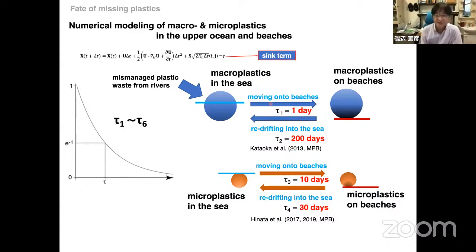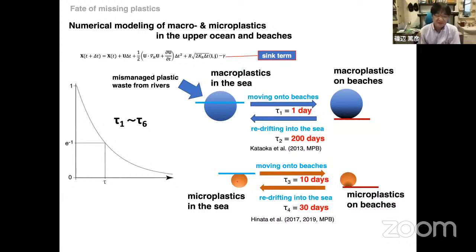Sorry, I forgot to explain. This tau is the e-folding scale of the age of each plastic, and each microplastic particle has its own tau at a point along this e-folding curve. Tau1 is 1 day, and tau2 is 400 days. These values are experimental values obtained by Kataoka 2013, published in Marine Pollution Bulletin.